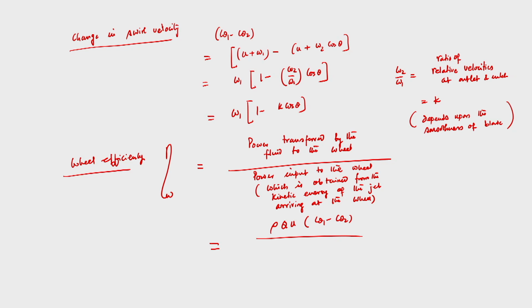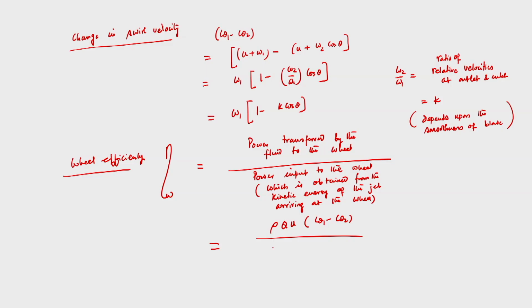So the power output to the wheel is rho Q u into (c theta 1 minus c theta 2), divided by the power input, that is the kinetic energy obtained from the jet arriving at the wheel, that is half into rho into Q into c1 square. So now I can write this will be equal to twice u into (c theta 1 minus c theta 2) divided by c1 square. That is what we obtain.